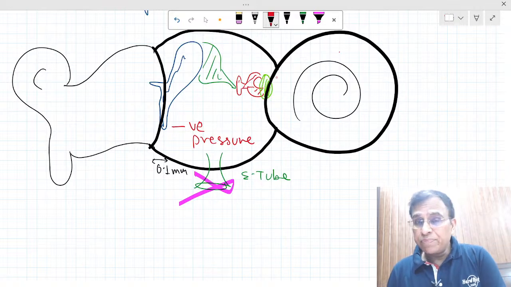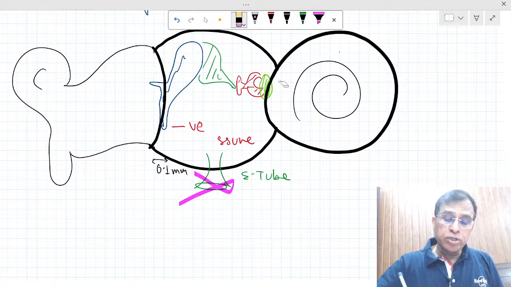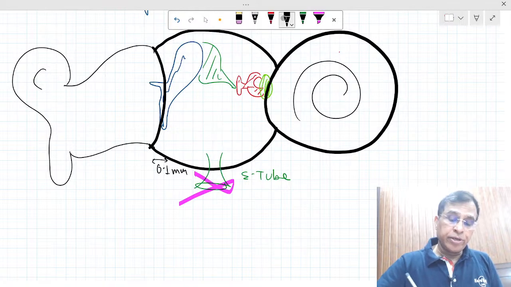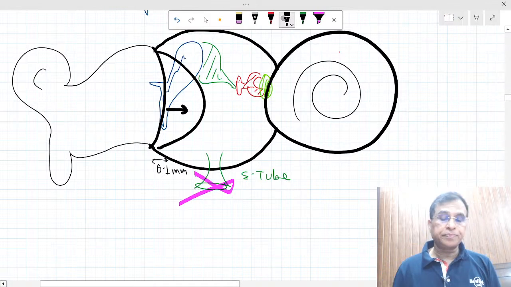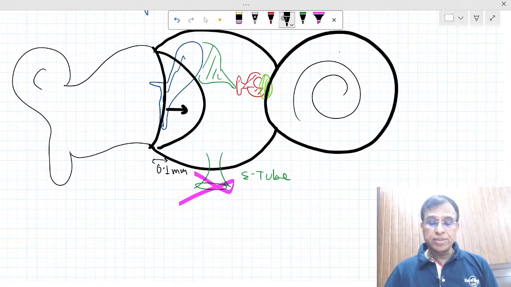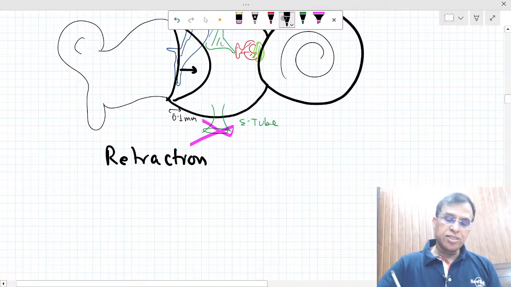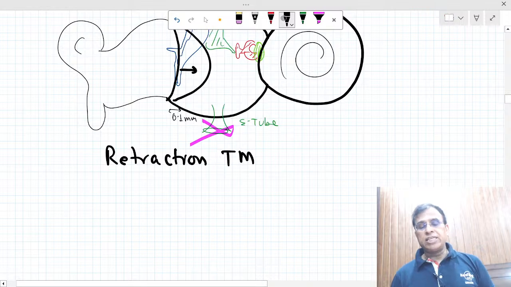So what does negative pressure do? Negative pressure has a tendency to pull. It pulls what? It pulls the tympanic membrane from here inward in this direction, and the membrane will come here. It gets pulled inside like this. And when this happens, this is called retraction of tympanic membrane.